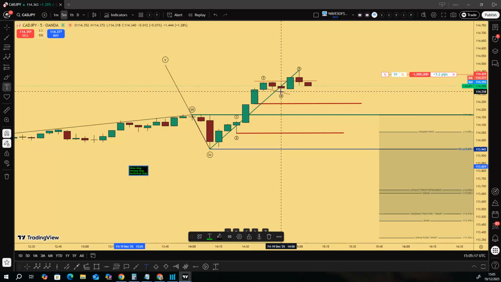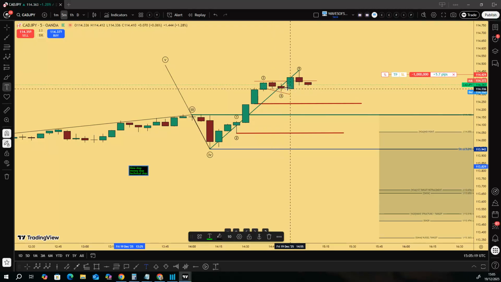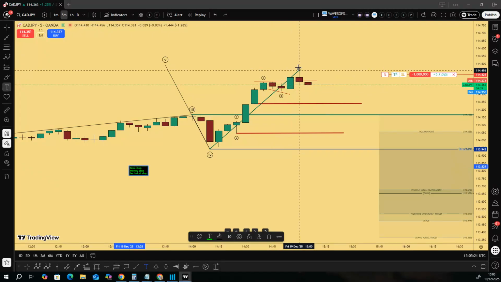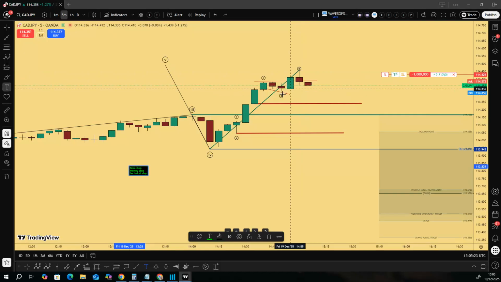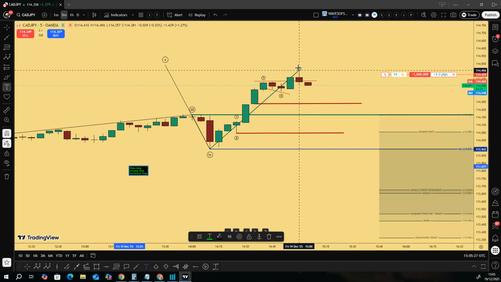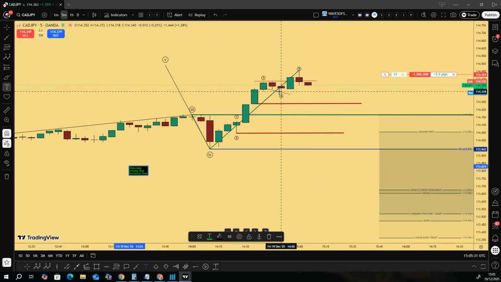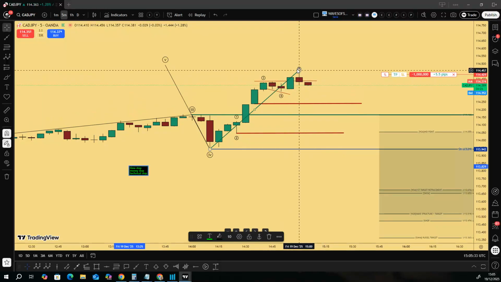Already I have a structure 4 here. Once we break the structure 4, I'm not expecting price to come back above the 5 of this wave. So I can start to put my stop loss. Even now we are making structure, but I'll wait for the 4 to break before I bring my stop loss to the high of 5. And that's how you trade a reversal.